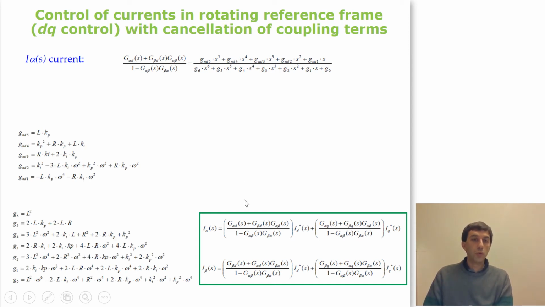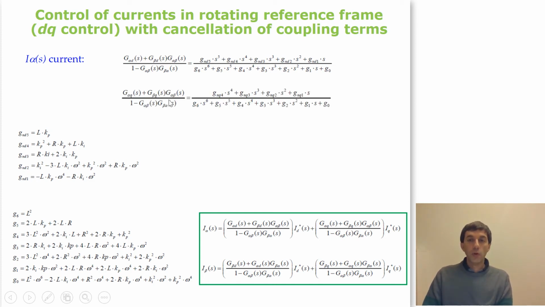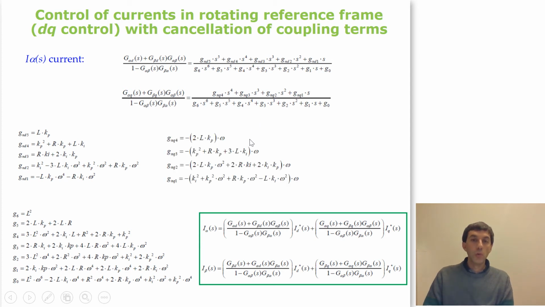By using a symbolic toolbox, for instance in MATLAB, or using any other program, we can derive that these gains multiplying the S at the numerator and the denominator can be represented mathematically, analytically, by these 7 and 5 expressions. And for the other term, the one multiplied by the Q current reference, we have the same denominator, therefore the same poles, and the zeros are rather different from the other expression, but we can also have the equivalent expressions.